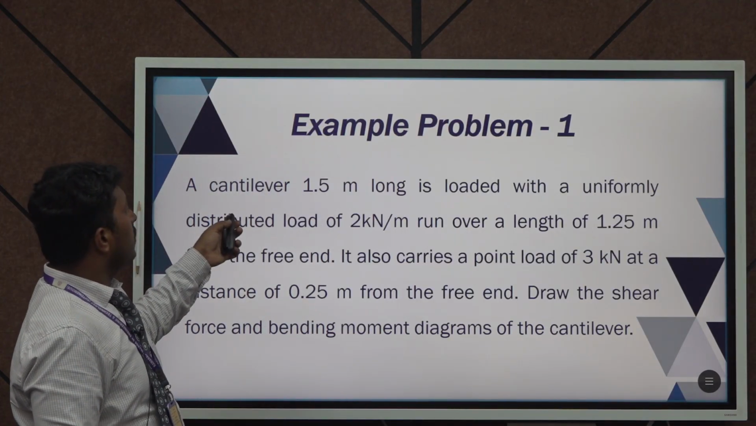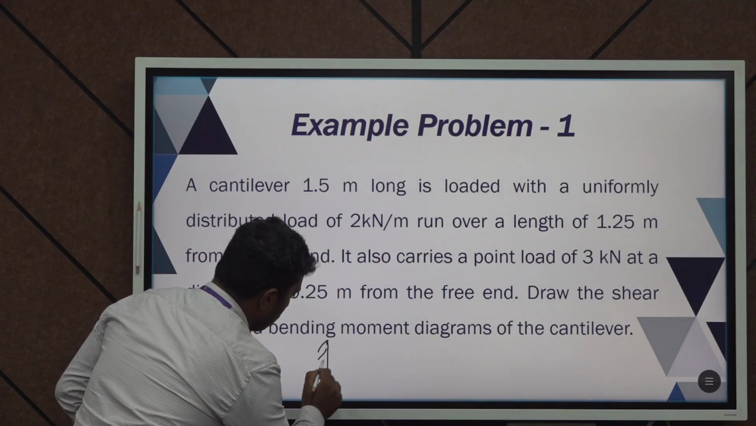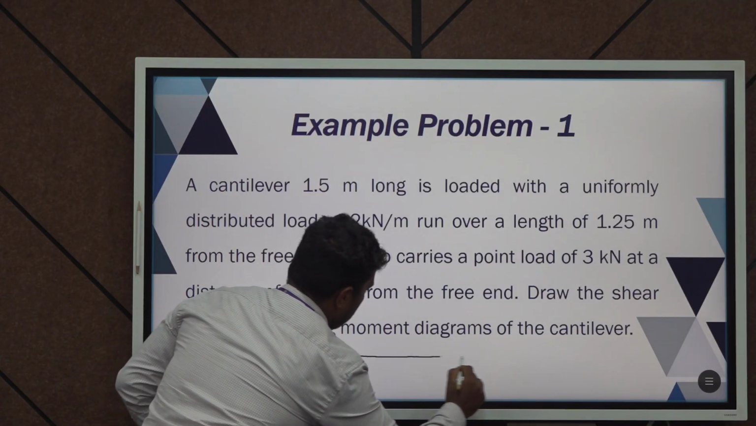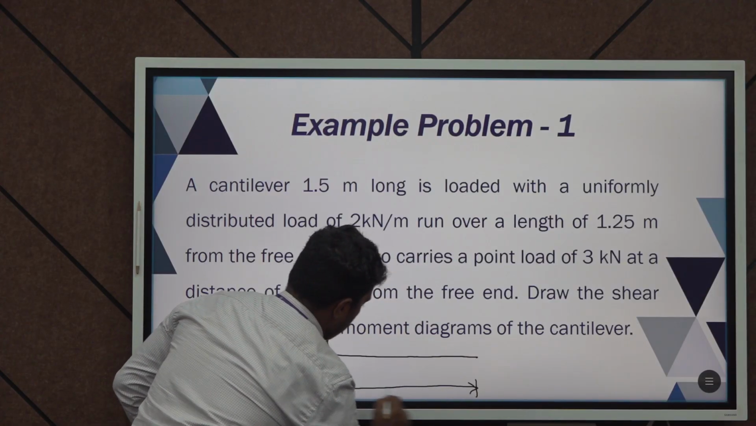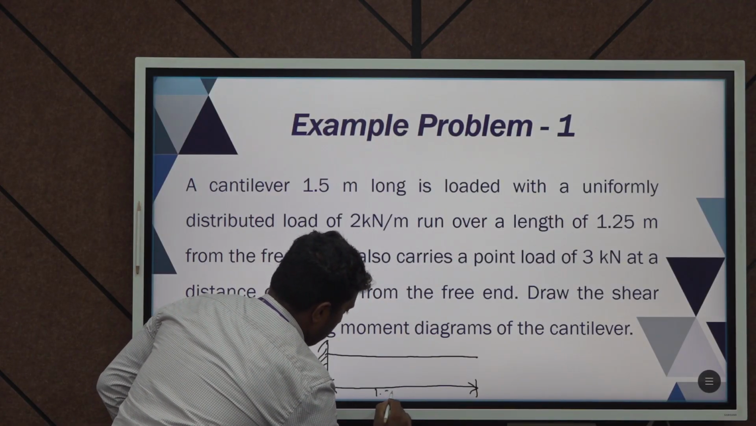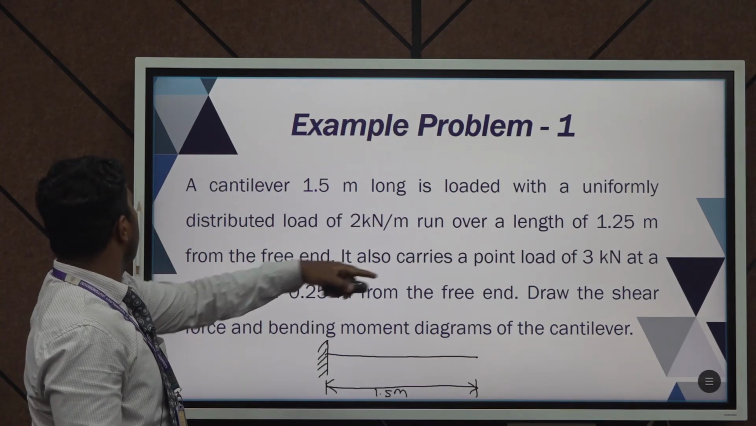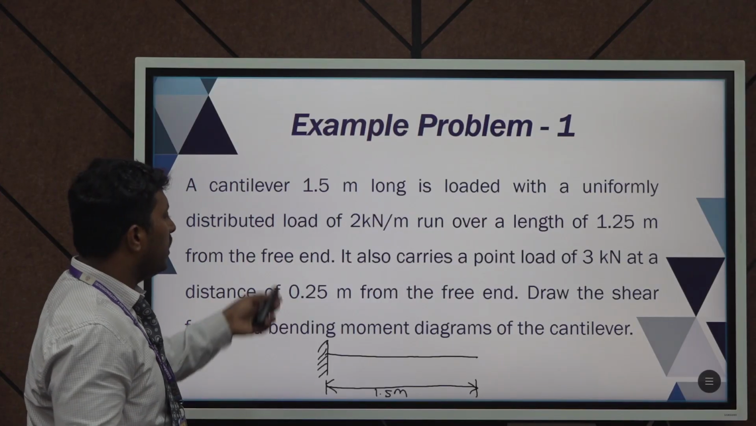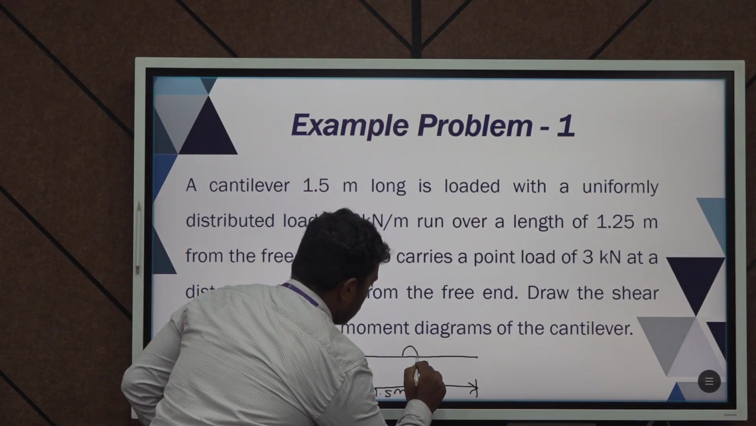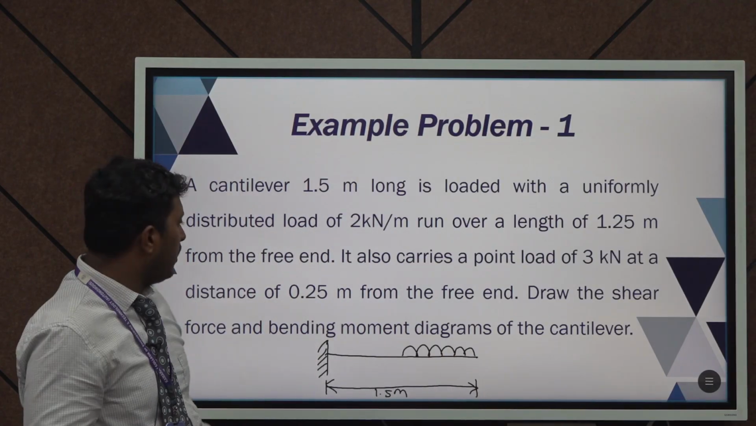A cantilever of 1.5 meter long. So, draw a cantilever beam for the length of 1.5 meter, loaded with a uniformly distributed load. Commonly we represent a UDL load like this. This is the representation of a UDL load.